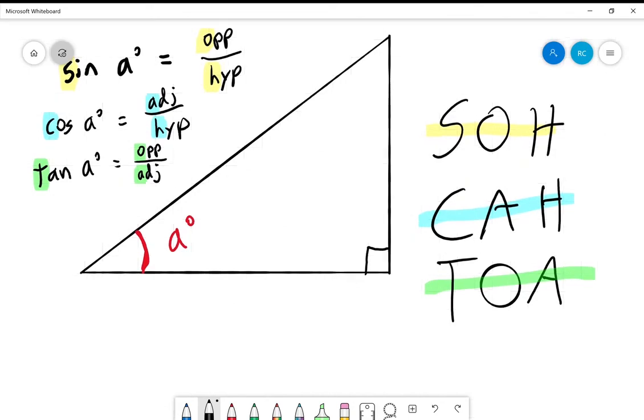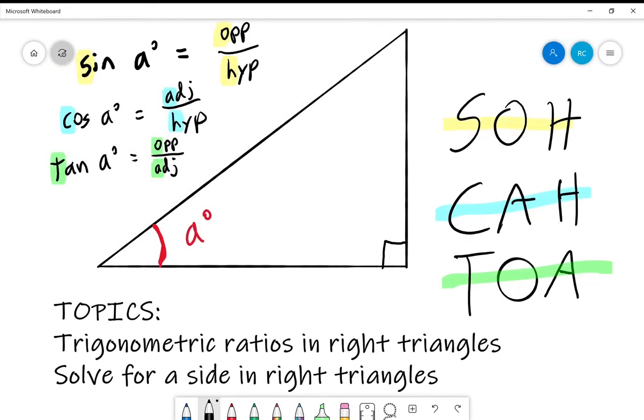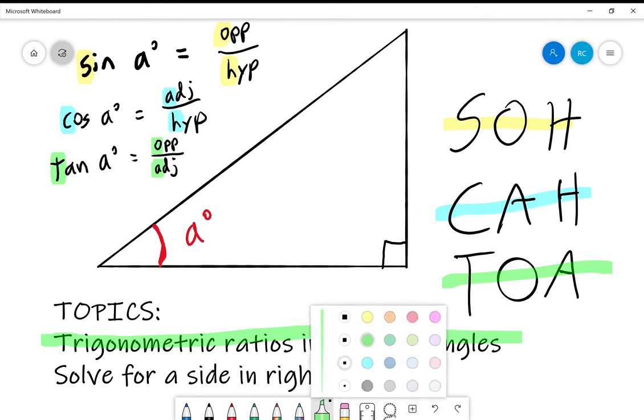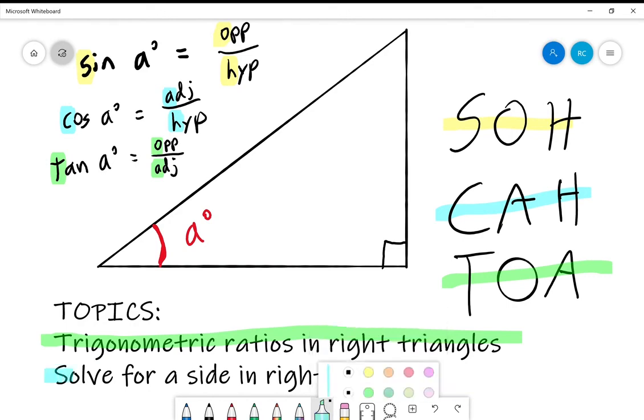For now, you're going to want to take a look at the two topics. First, trigonometric ratios in right triangles, which will just be asking you to identify them. Which two of these over each other is sine, which is cosine, and which is tangent. And then secondly, solve for a side in right triangles, which is using this ratio, once you know it, to find actual side lengths.